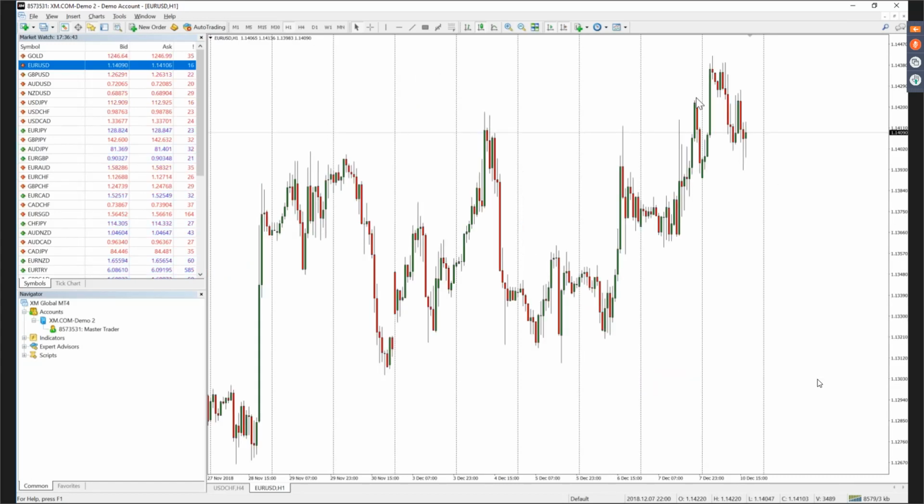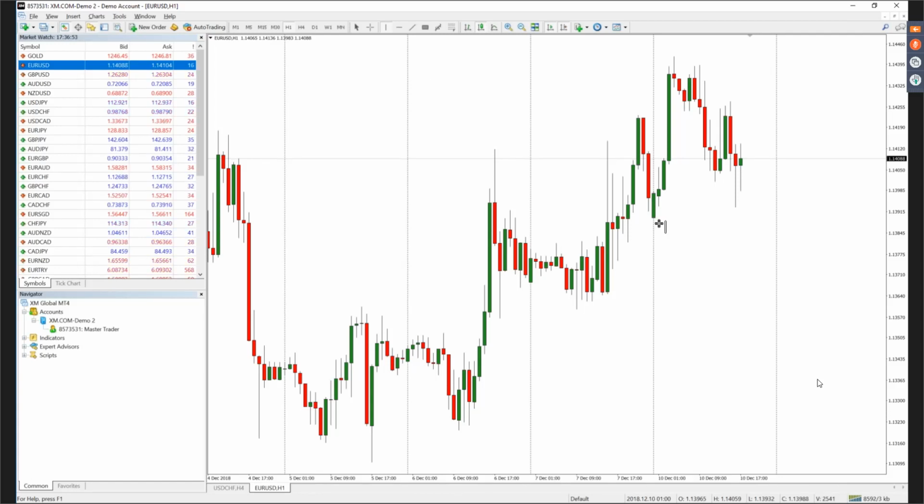Yes, if we take a look at what happened on Friday with the NFP, for example, if I put here my vertical line on the candle of the NFP, that was the candle of the NFP announcement.